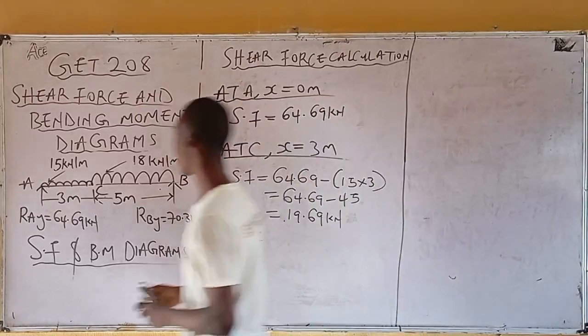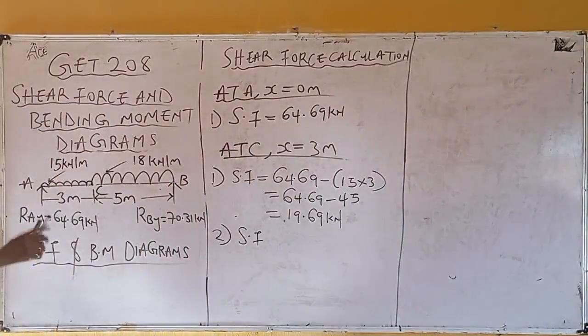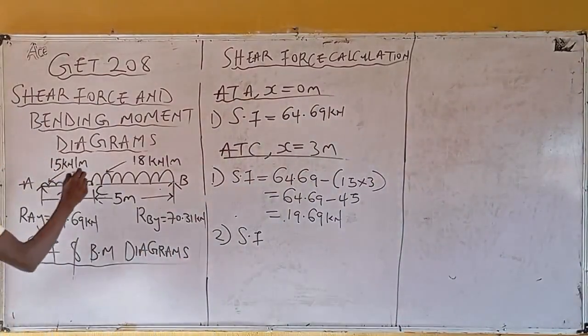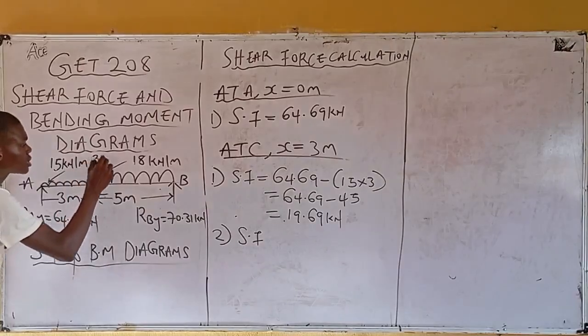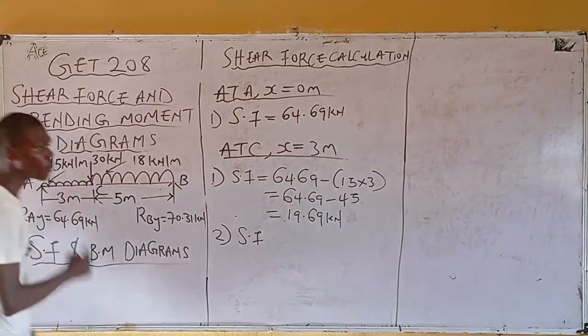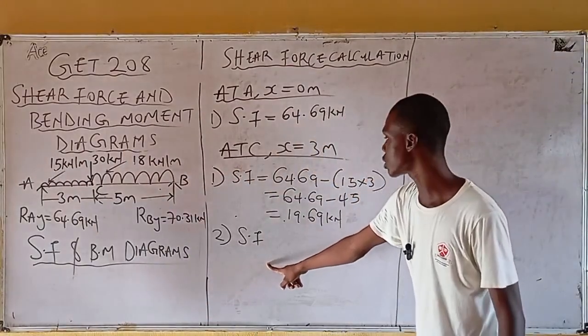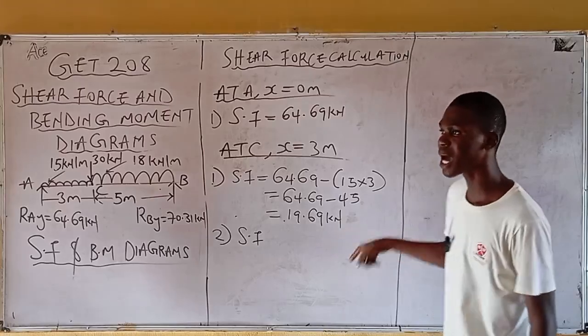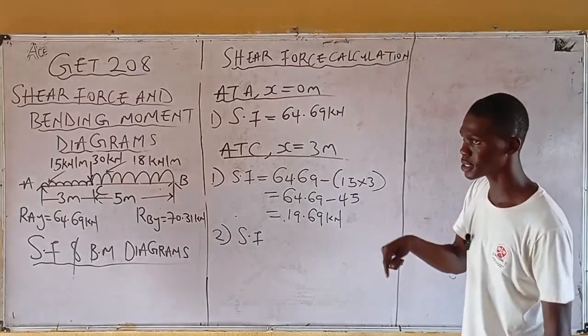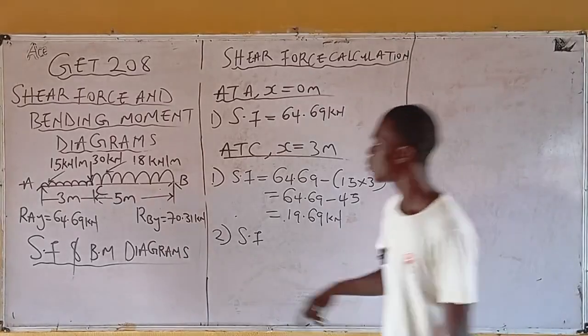Now, in question, and I believe the lecturer already gave you that as an assignment. Let's say you have this. Let's say this is 30 kilonewton. Up to this level, how do I get my second value? It becomes 19.69 minus 30. But let's go back to our question.